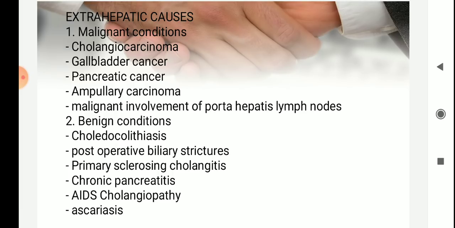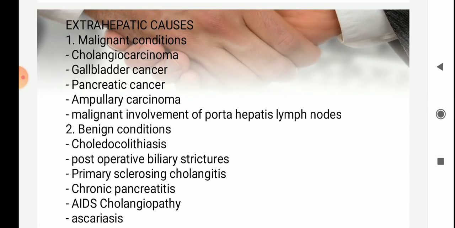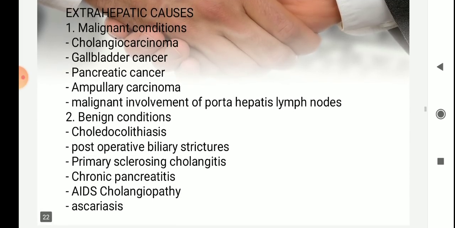What are those? Cholangiocarcinoma, gallbladder cancer, pancreatic cancer, ampullary carcinoma, malignant involvement of porta hepatis, benign conditions like choledocholithiasis, again obstructive, all these are obstructive, post-operative biliary strictures, primary sclerosing cholangitis, chronic pancreatitis, AIDS cholangiopathies, ascariasis. So even the worm infestation, Ascaris lumbricoides, could be an obstructive reason.